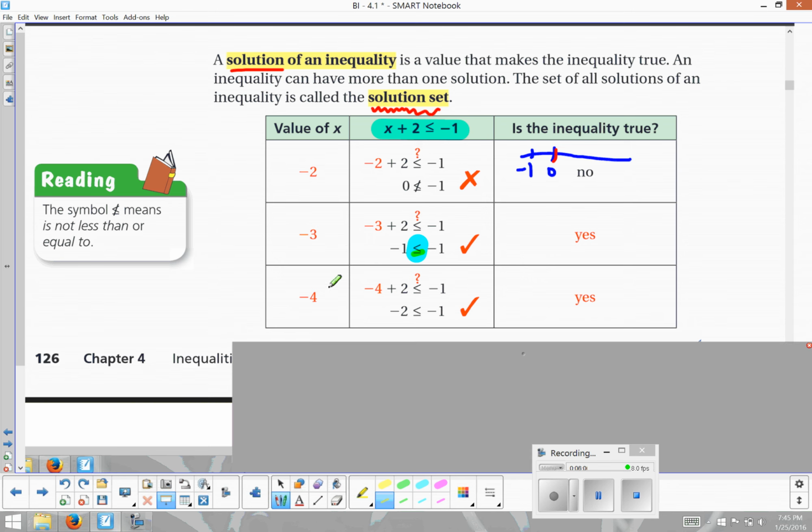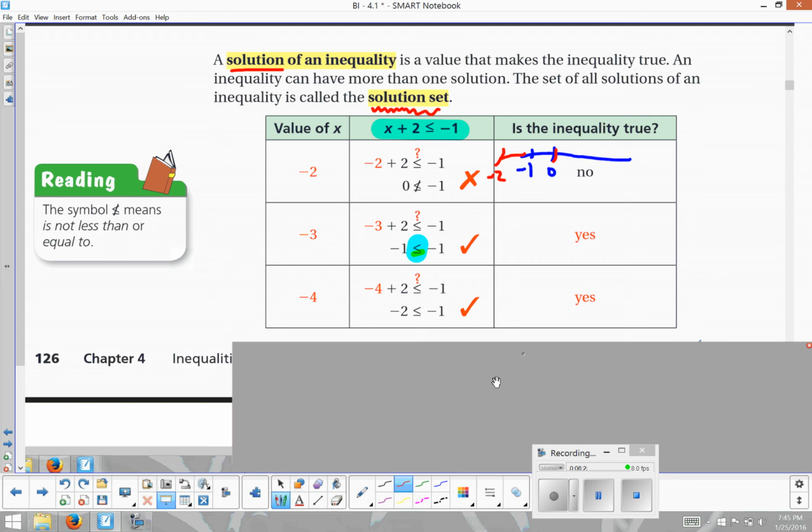Now for this next one, if you were to plug in a -4 for x, -4 plus 2, is this a true statement? Let's see. Is -1 really bigger than -2? If you look at the number line again, a -2 would pop up right here. So -2 is way less than a -1. So -1 is greater than -2, so it is a yes.